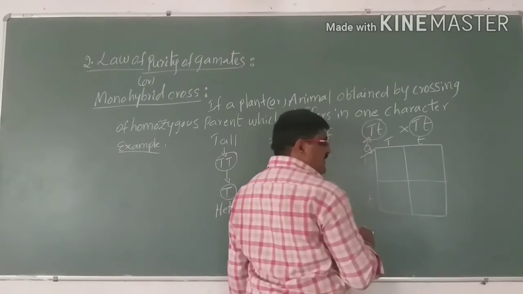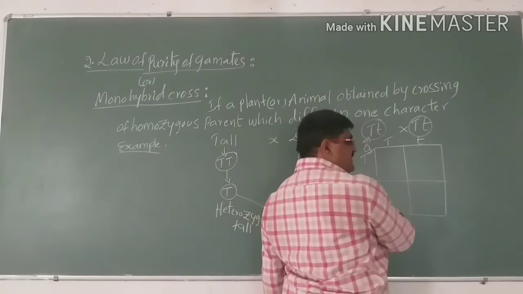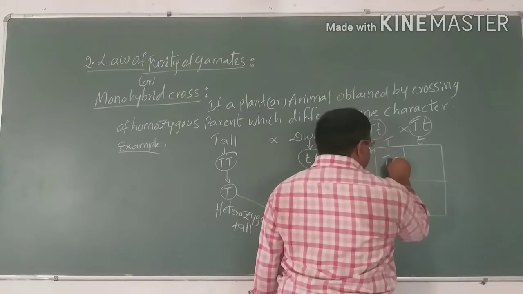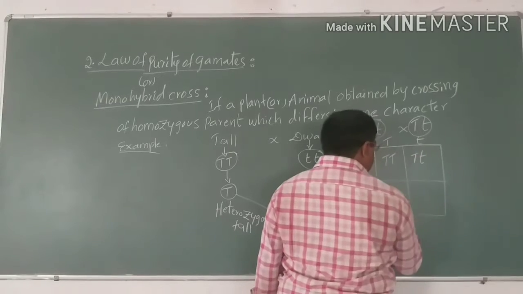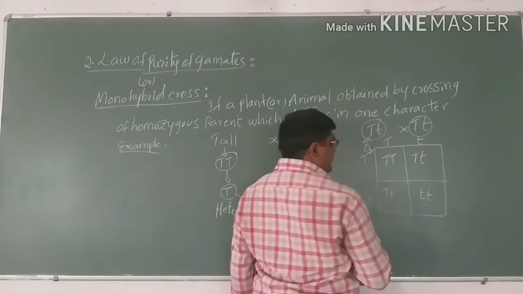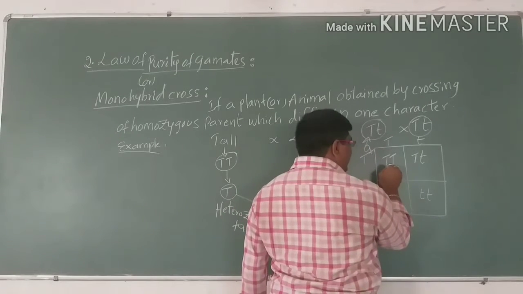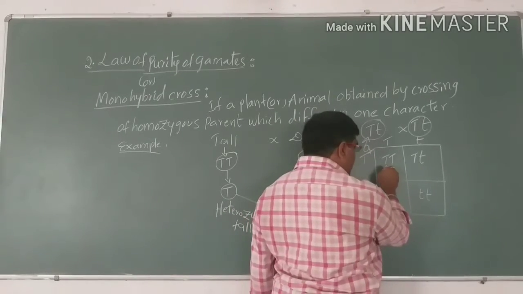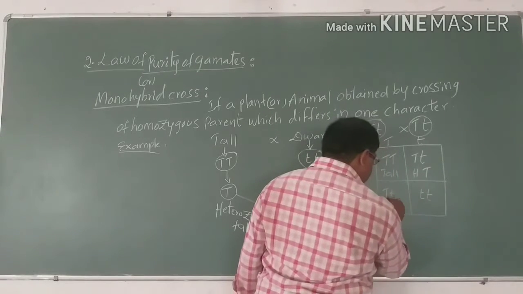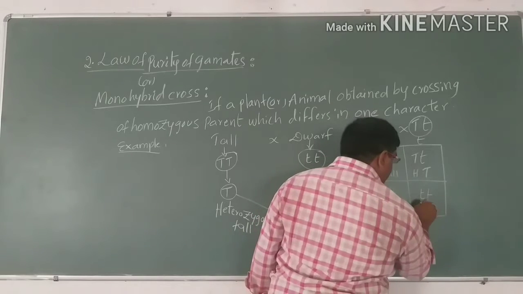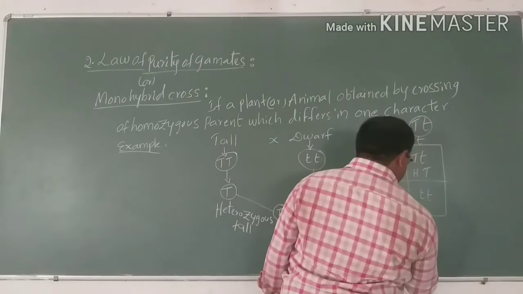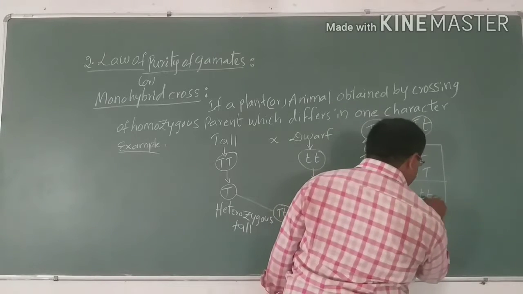So here in the checkerboard, as already said, on one side you take the male gametes and on the other side the female gametes. So here: capital T, small t, capital T, small t, as well as small t. Purely homozygous tall, this is heterozygous tall, and this is also heterozygous tall, and purely the homozygous recessive character, the homozygous dwarf.